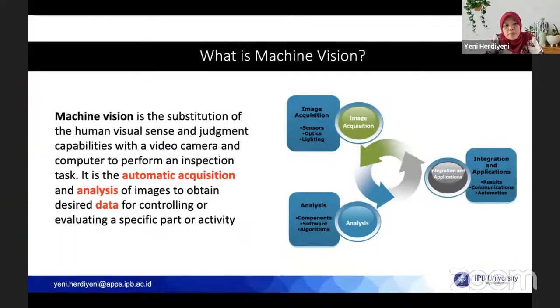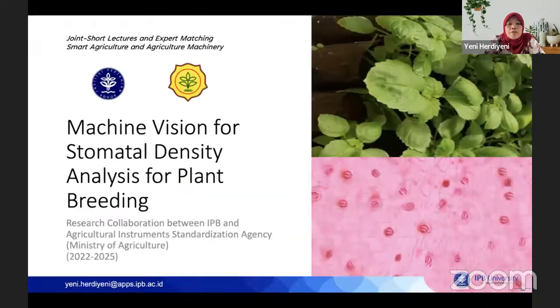So what is machine vision? I will give you an overview about this. Machine vision is the substitution of the human visual sense and judgment capabilities with a video camera and computer to perform an inspection task. Here we can see from the pictures that there are 3 components we have to provide to make a computer vision. The first one is image acquisition. The second one is the analysis, and the last one is the integration of the applications.